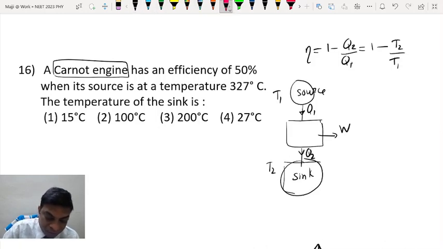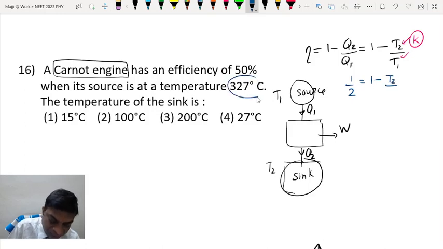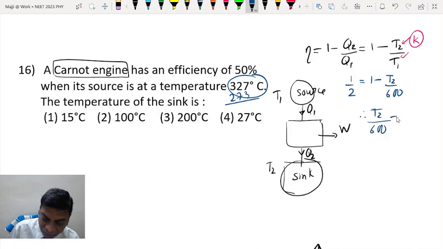Here you have to be very careful. These temperatures must be in Kelvin scale, that is absolute temperatures. Absolute temperatures means Kelvin scale. So the efficiency is 50%, 50% means half, and T2 we have to find out, the temperature of sink. Temperature of source in Kelvin is 327 plus 273, which is 600 Kelvin. So T2 by 600 is equal to 1 minus half, that is half. So therefore T2 is equal to half of 600, that is 300 Kelvin.